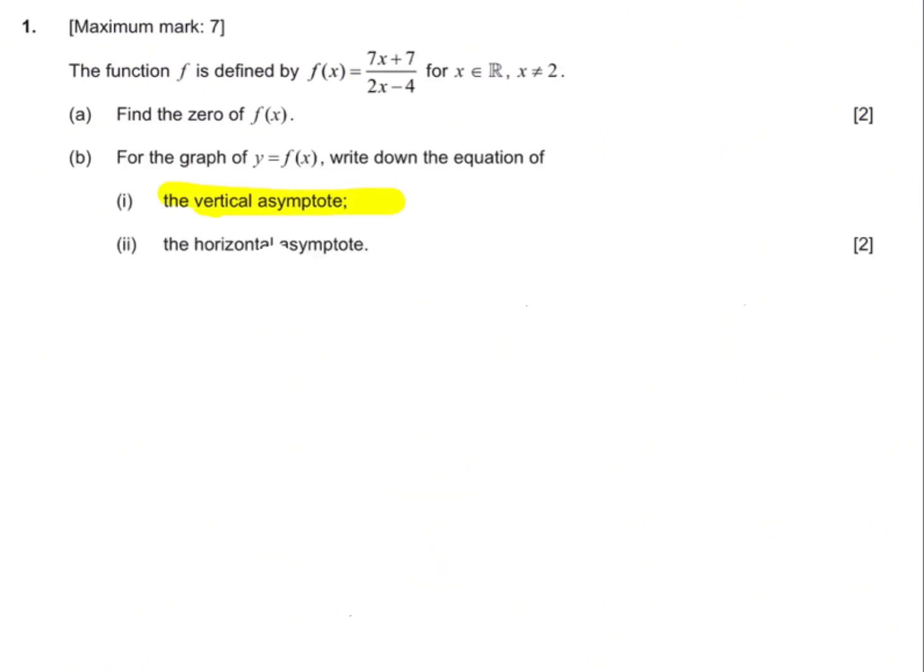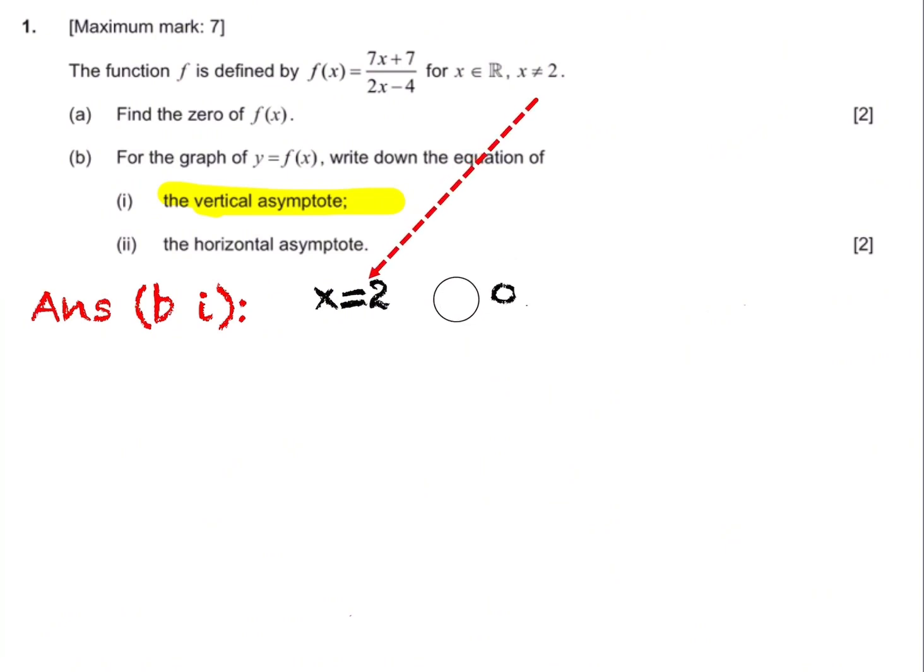The next question is about finding the vertical asymptote. A vertical asymptote occurs where the function is undefined, which means we need to find the x values that cannot be used. Looking at the function, we can easily see that x cannot be 2, so the vertical asymptote is at x equals 2. Second method, the denominator cannot be 0.